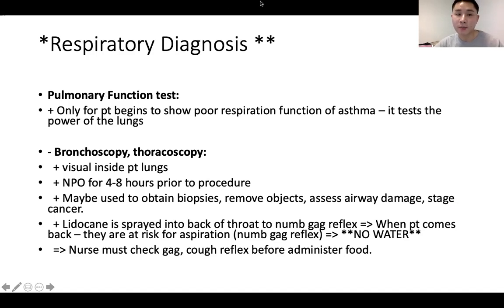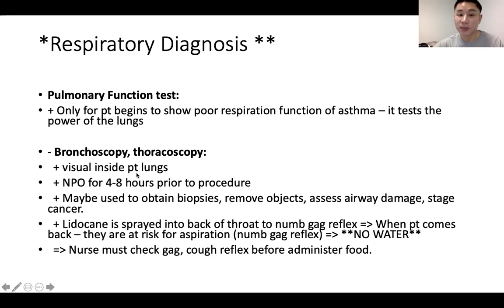So the first test is the pulmonary function test. This is only for patients who begin to show poor respiratory function, such as in asthma. So it tests the power of the lungs. So usually this test is prescribed for patients who are asthmatic, and only when they have adverse symptoms or a very poor respiration function.